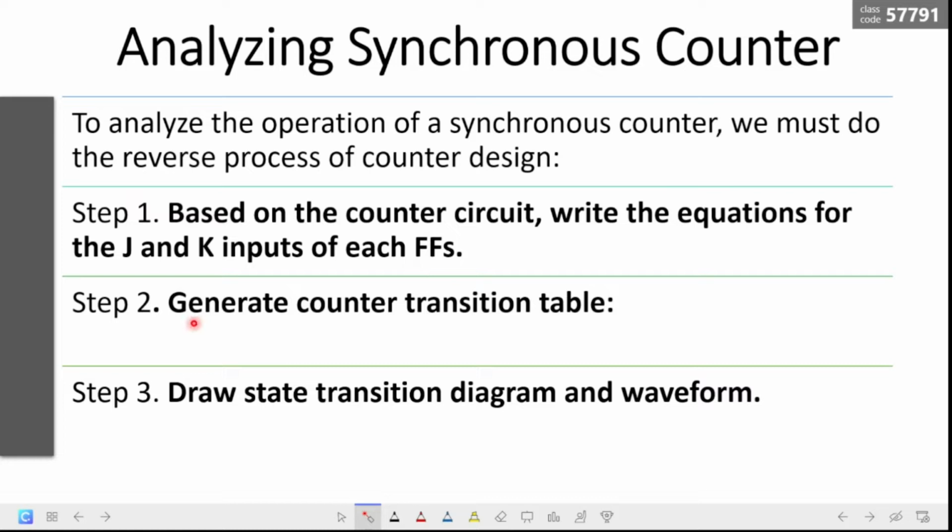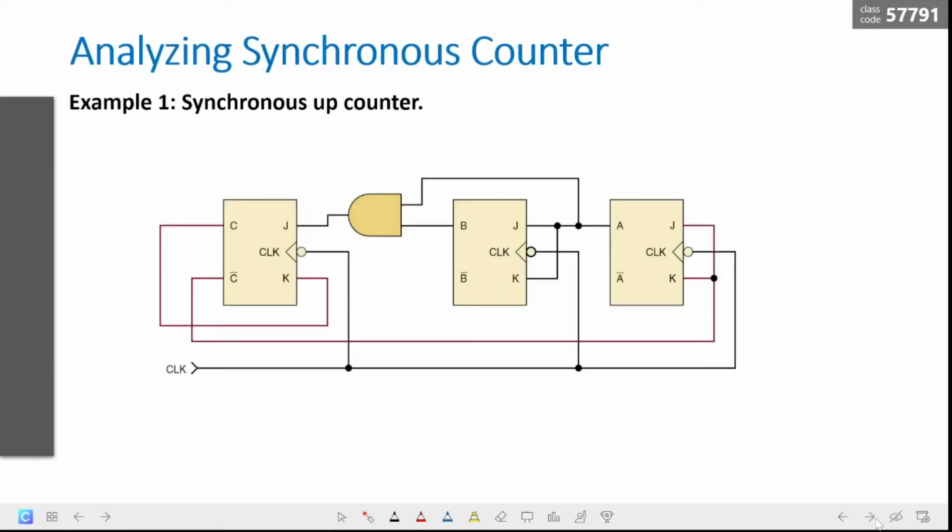The first step is we write the equations for the J and K inputs for each flip-flop. Then the second step, we're going to generate the counter transition table. And finally, we're going to draw the state transition diagram, and eventually, we're going to look at the waveform. All right, so let's look at an example.